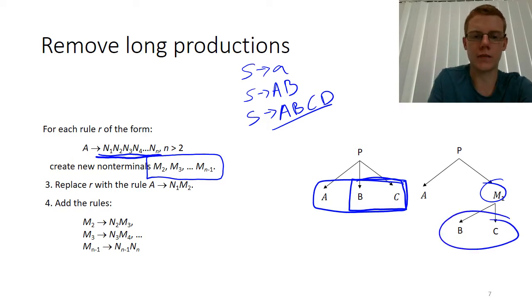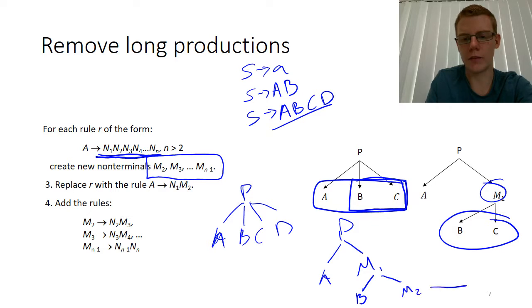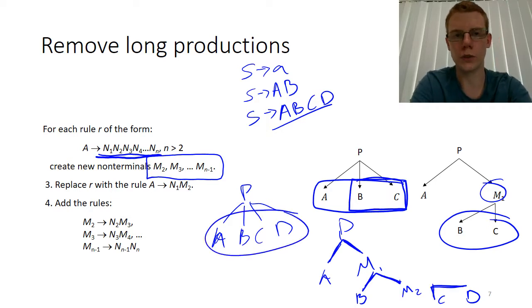If I had, for instance, P goes to A, B, C, D, then I would replace that with P goes to A M1, and then M1 goes to B M2, and then M2 goes to C D. So we can see here that we only end up with rules that break into 2 non-terminals at any step, but I can still produce the entire thing that I could before with the original long rule.